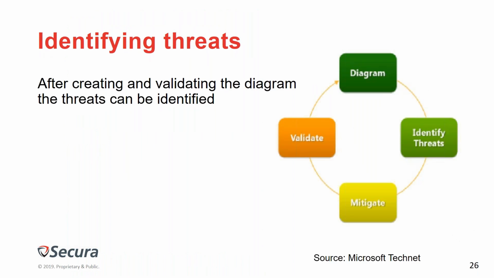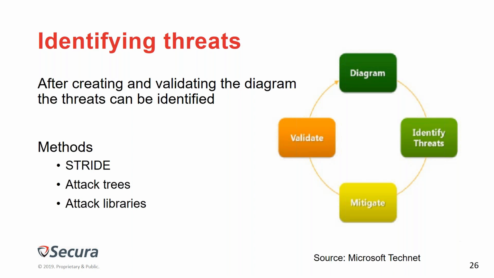So, identifying threats. After you've mapped out this attack surface, you can start to think about and to identify the threats that are applicable to this environment. And you can use a couple of methods for it. I've already mentioned STRIDE before. It stands for spoofing, tampering, repudiation, information disclosure, denial of service, and elevation of privilege. And I will go through these aspects of STRIDE in a minute, because I can imagine that it's a bit hard to grasp directly.